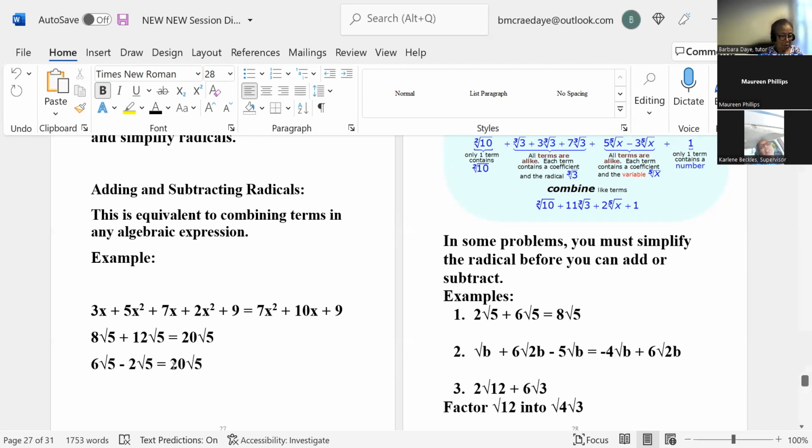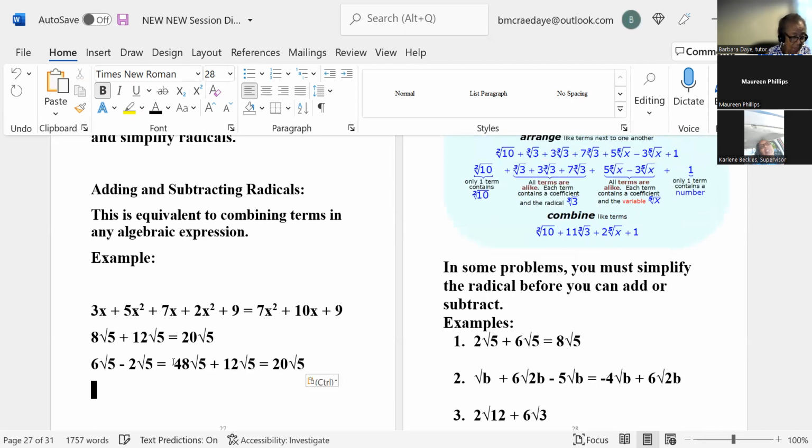6 times the square root of 5 minus 2 times the square root of 5. What do I get? 4. 4 square root 5. That's it. Very good. Because 6 minus 2, that's the coefficient, right? And I have square root of 5. There. 4 times the square root of 5.